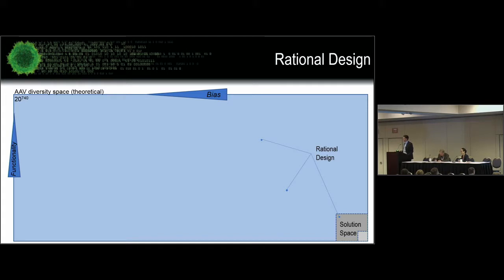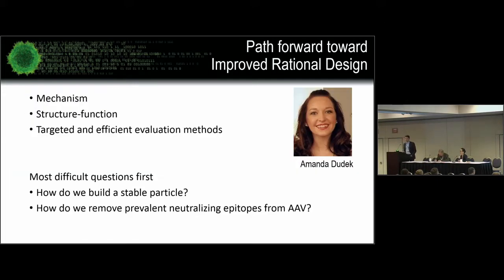Rational design, again arguably the least successful of the strategies that have been employed, is obviously much more biased, but we very quickly lose functionality. It is often seen that many of these variants that we generate are less functional, for example in sheer assembly function. So what is the path forward, in our view, towards improved rational design?